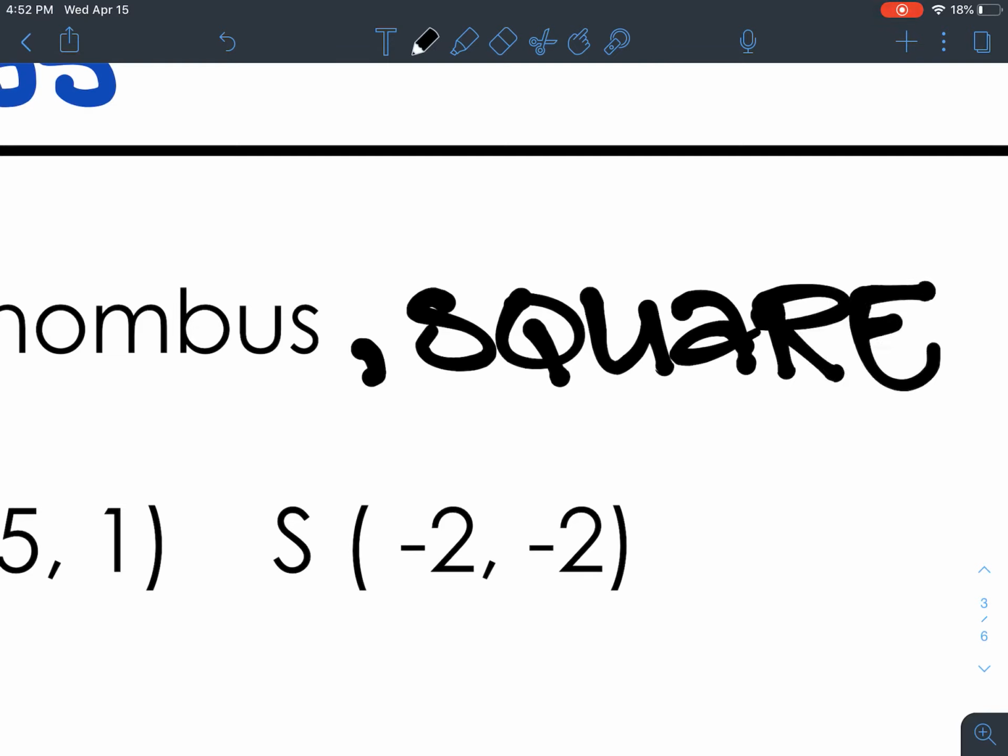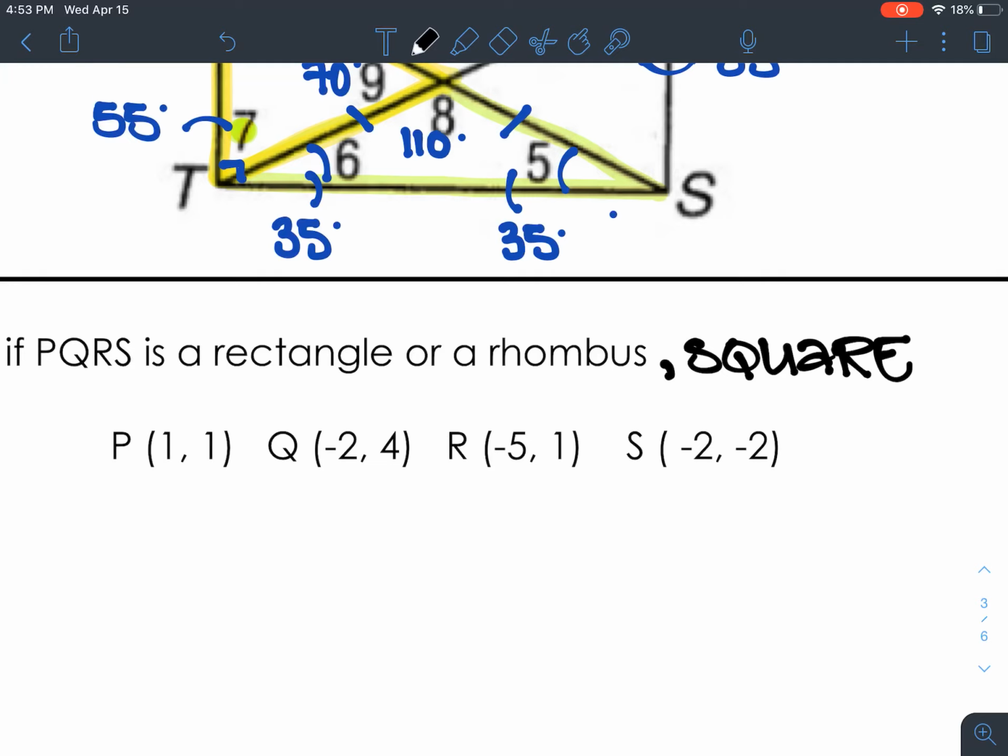Now, there are multiple ways to do it. There are definitely ways that are going to be maybe a little bit quicker than other ways. So what I actually want to do is go through all the options.